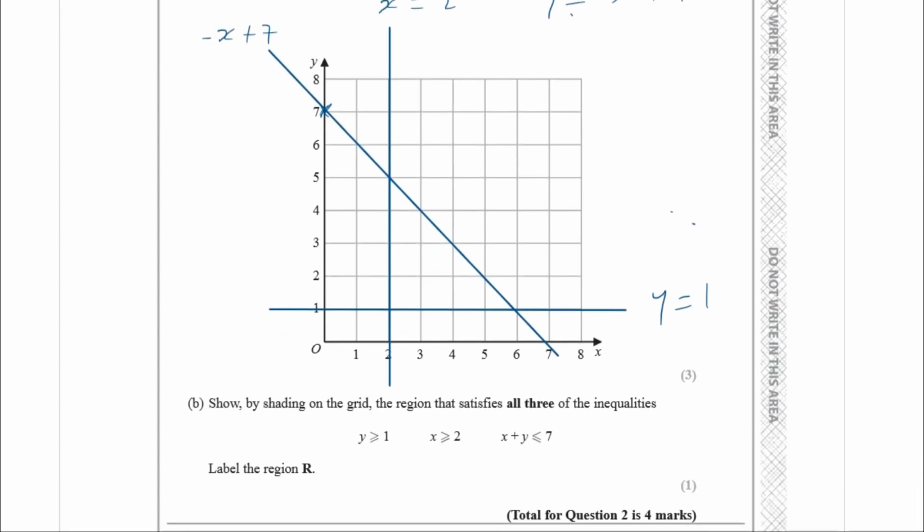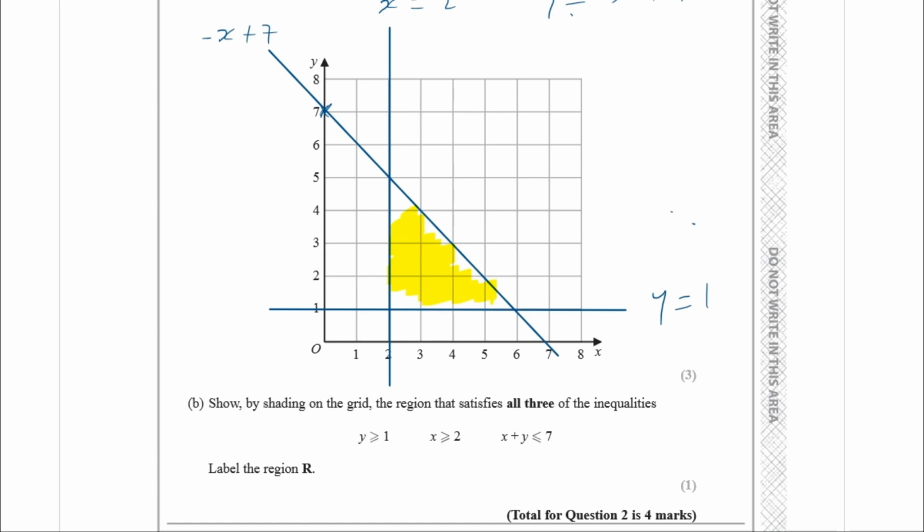I'm assuming there's going to be a region type of question. Show by shading on the grid the region that satisfies all 3 of the inequalities. That's most likely the region in between all 3, which is this yellow area here. Now just for you to be aware of how inequalities work, it's the region where y is greater than 1, so it needs to be above the line y equals 1. If it said y smaller than or equal to 1, it would be below the line y equals 1.